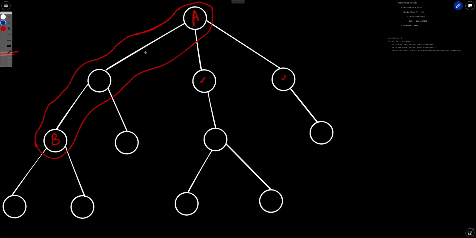Bob has a single path. So there are only a few cases. Either this part will be common between Alice and Bob, or this part will be common, or this part will be common, right? So these are the three possible cases. Now let's try to solve for each of these cases.